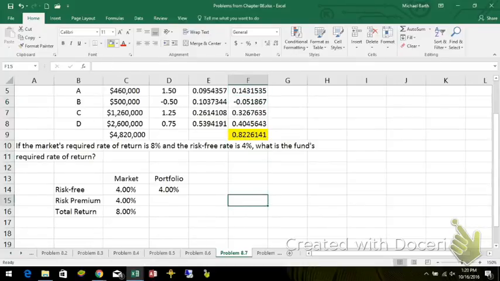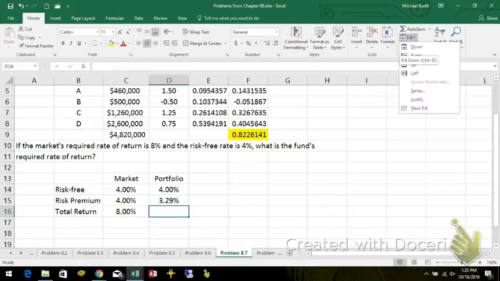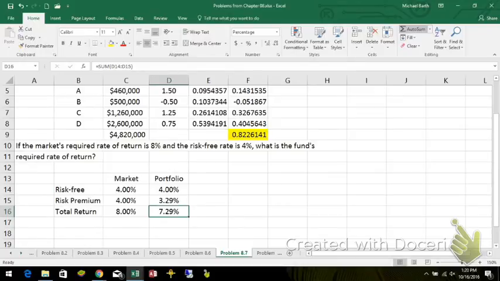If I go down here and calculate its risk premium, then the market risk premium times its beta gives me the risk premium for the portfolio, which is going to be lower than the average market. So the portfolio should have a slightly lower rate of return because it's lower risk than the entire stock market. So the risk premium for the portfolio is its beta times the market risk premium. That gives us 3.29. Add that to the risk-free rate of 4, and you get a total of 7.29.